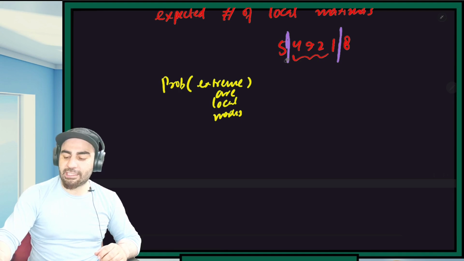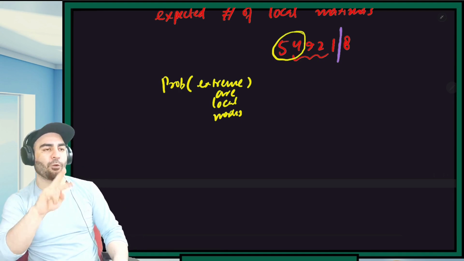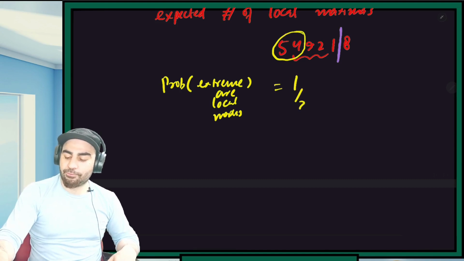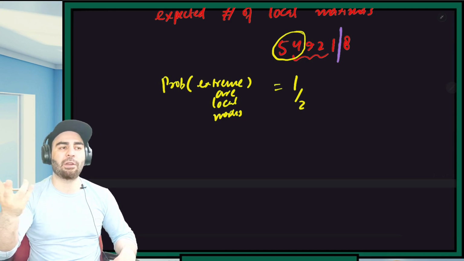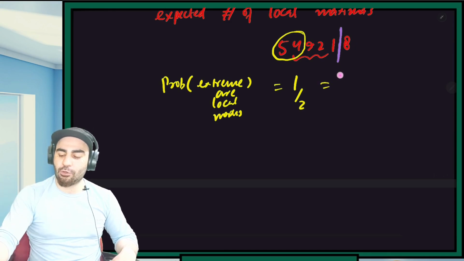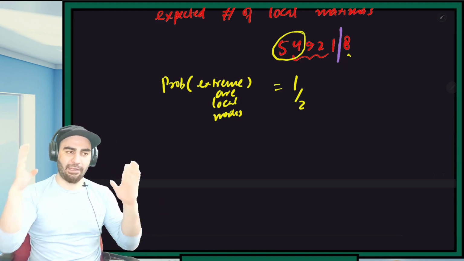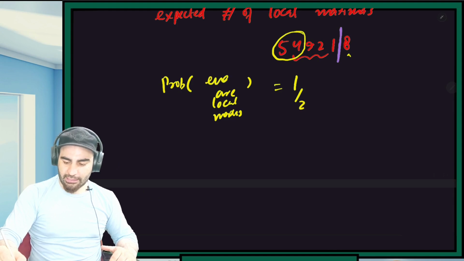If I take this example, 5 and 4, there are only two possibilities. It can be 5 4 or 4 5. So for this number to be a local maxima, the probability is 1 by 2. Similarly for this 8, it can be 8 1 or 1 8, so the probability is also 1 by 2. Both are extremes, and by extreme I mean that they are at the ends. So I should write probability of ends.